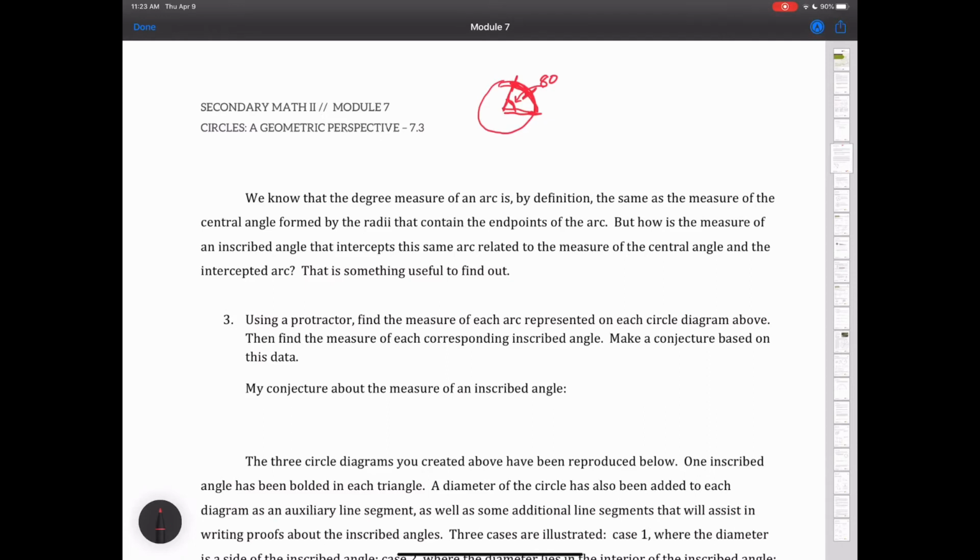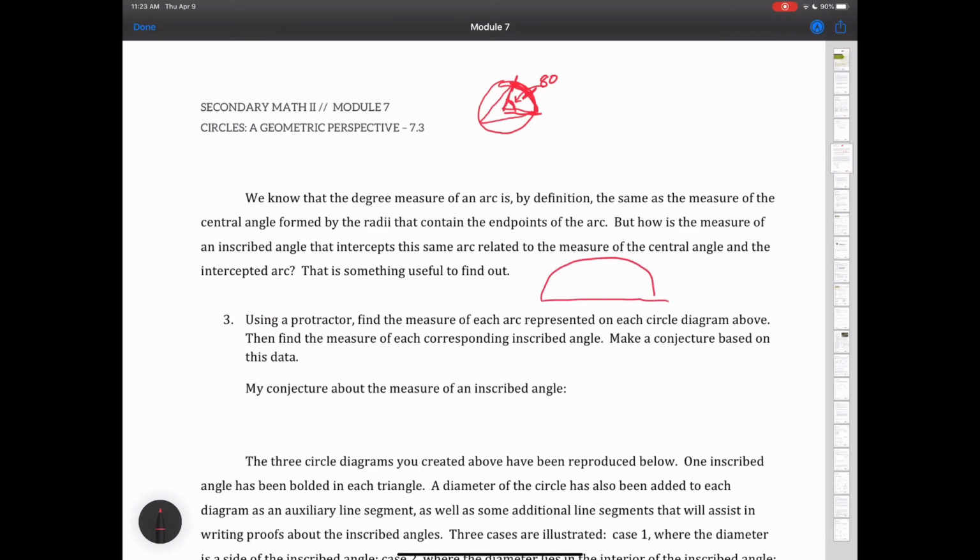But how is the measure of an inscribed angle, meaning this angle, related to the same arc and to the measure of the central angle? This is something useful for us to find out. You need to use a protractor to find the measure of each arc represented on each circle diagram above.